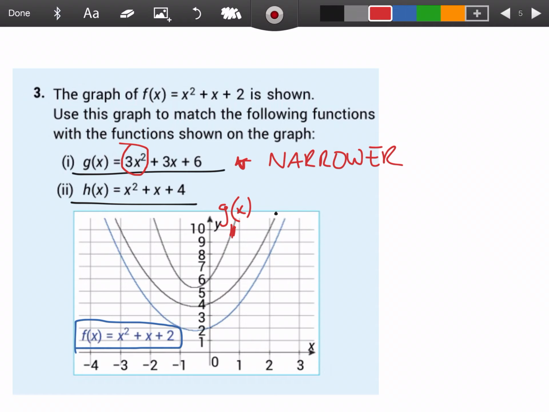And you can see x squared plus x plus 4. We'll use green in this case. x squared, so it's got the same curve width, I suppose, as the original one that was given to us here. But you can see that it's plus 4 and this one was plus 2. So plus 4 is 2 spaces ahead of the plus 2. So this one is the h of x. And that's the way to figure them out.